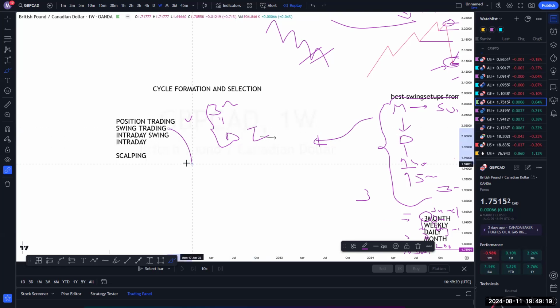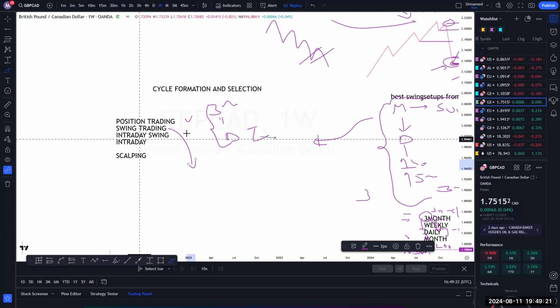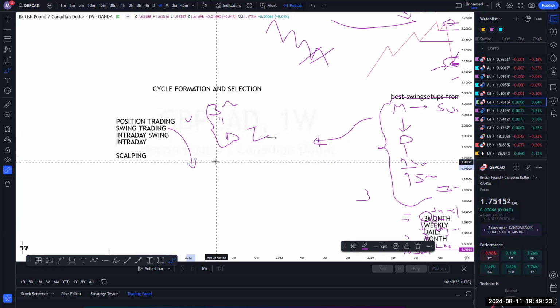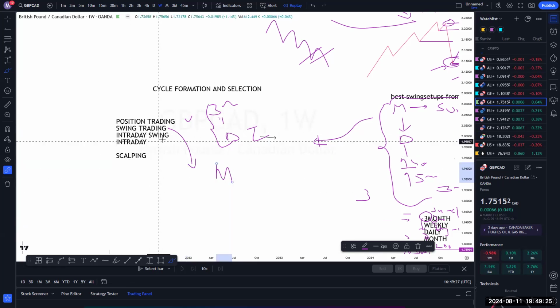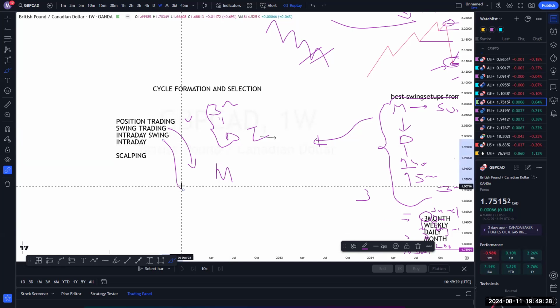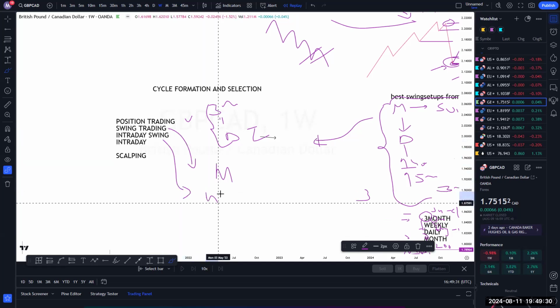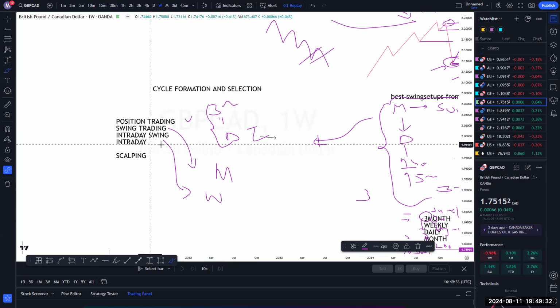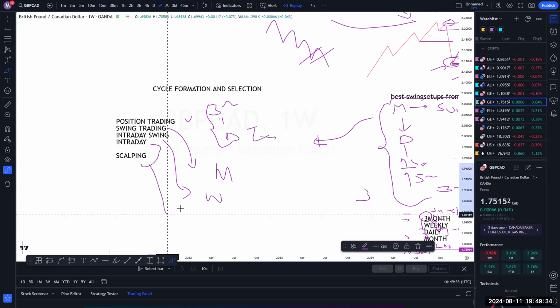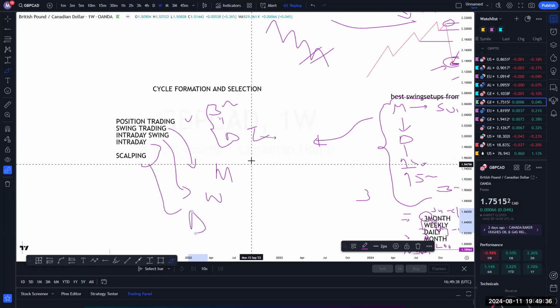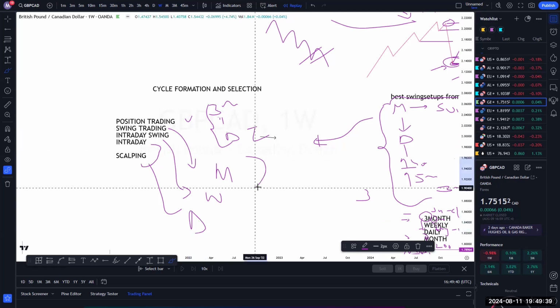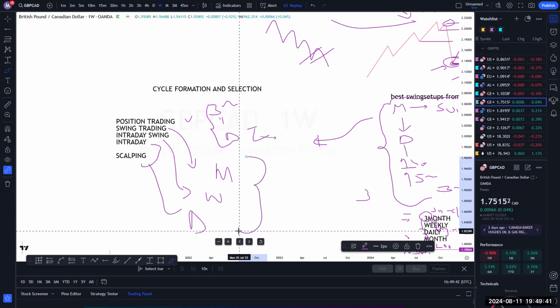For swing trading or swing setups, we are going to be looking at the monthly cycle. For the intraday swing, we are going to be looking at the weekly cycle as our constant time frame. For scalping and intraday, we are going to be using the daily cycle as our constant time frame. So you should do the selection before you decide which one you want to use.